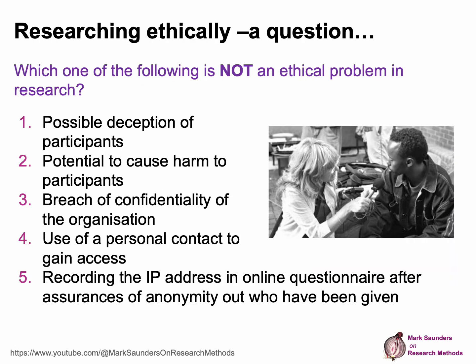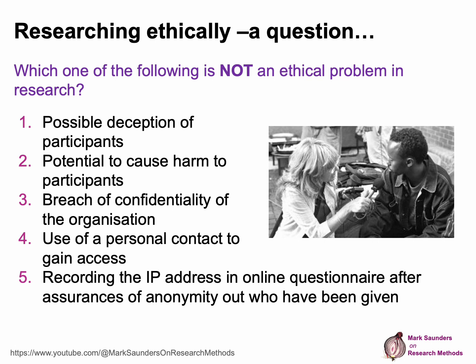So I'm going to start off now by giving you a question. Which one of the following is not an ethical problem in research? Number 1, possible deception of participants. Number 2, potential to cause harm to participants. Number 3, breach of confidentiality of an organisation. Number 4, use of personal contact to gain access. And number 5, recording the IP address, that's the Internet Protocol address, in an online questionnaire after assurances have been given about anonymity. So which one of those do you think is not an ethical problem? Write down the number.